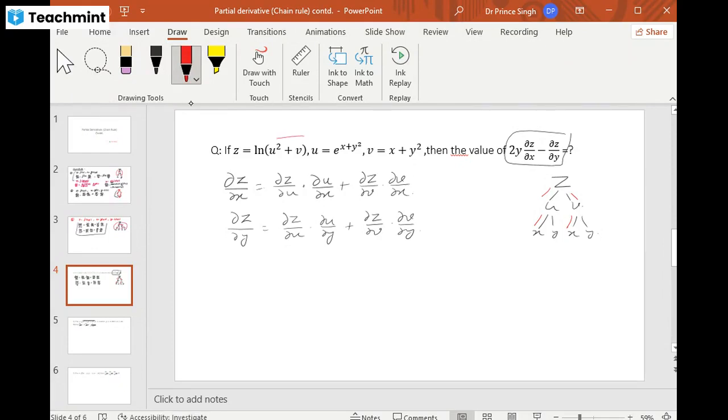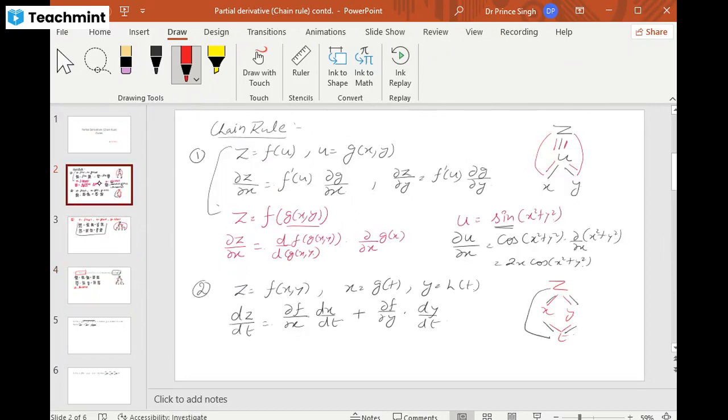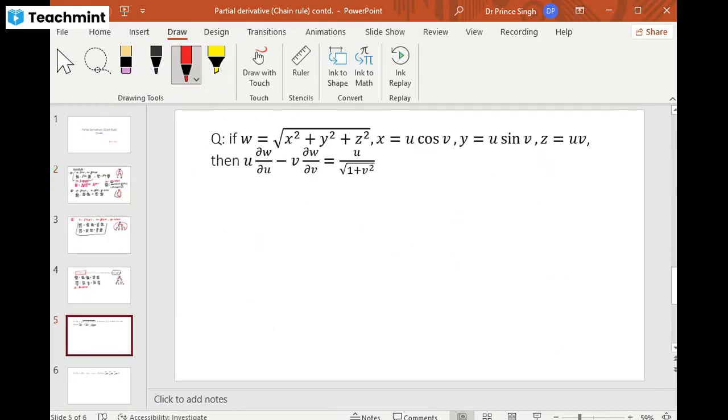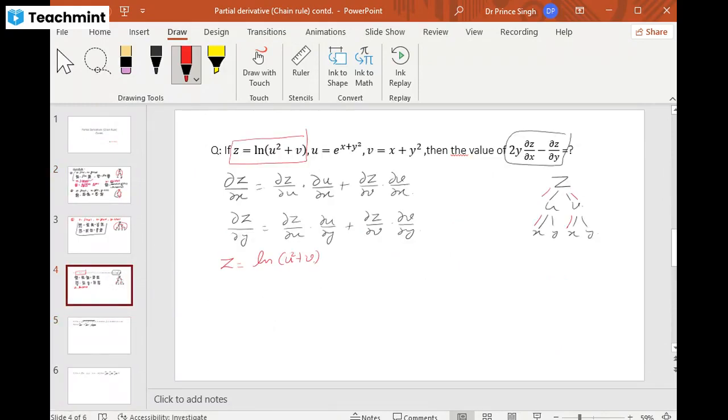Let us firstly start with the derivative of z with respect to u and v. What is z here? z is log of (u square plus v). Here we find that z depends upon a single variable, and this single variable depends upon two variables, because in this case your function is logarithmic. So here we are going to first use the very first chain rule.